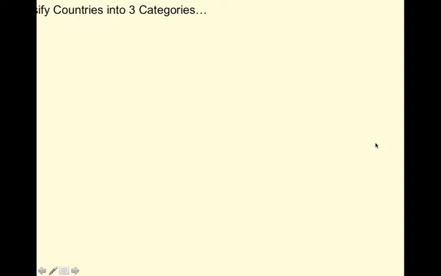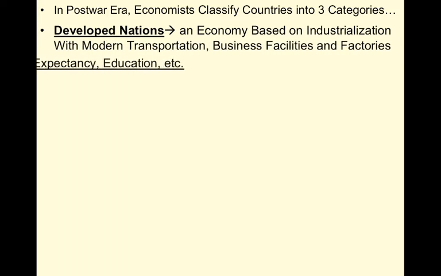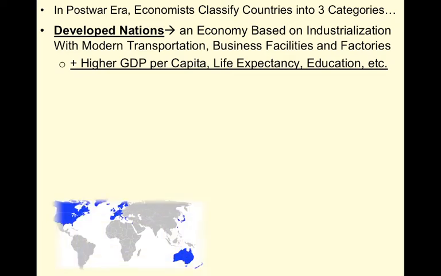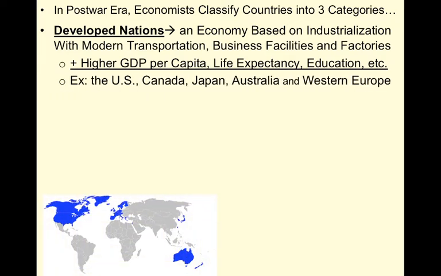All right, continuing on here. We're going to divide our countries into three different economic categories. The top category is what we call developed nations. These are countries that are industrialized, meaning they are factory based, producing manufactured goods, with modern transportation, etc. They have a higher GDP per capita, which means the average amount of money that each person has is higher in these areas. You see this in the United States, Canada, Western Europe, Australia, Japan, South Korea, and Taiwan. These are developed nations.